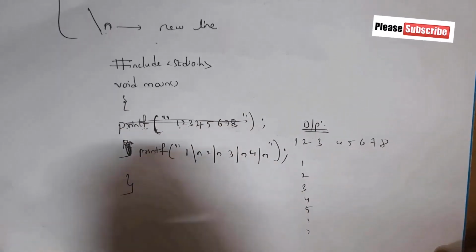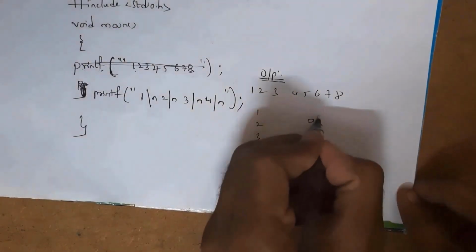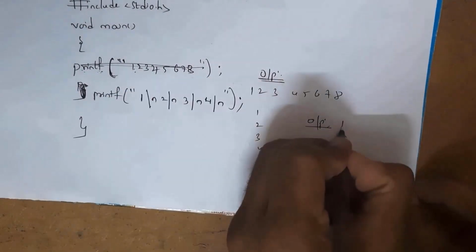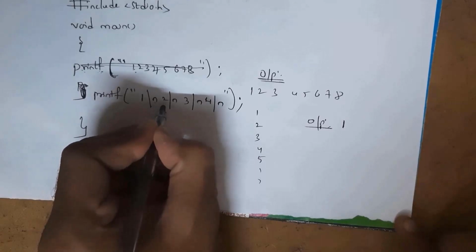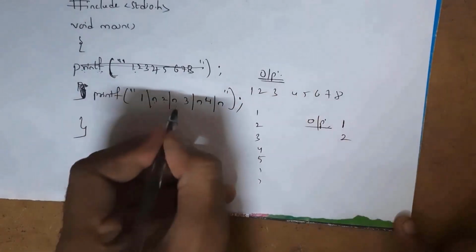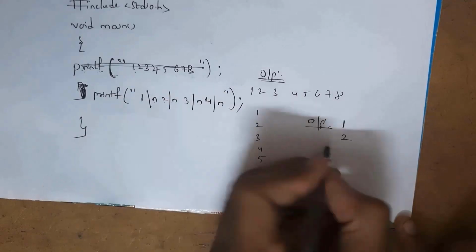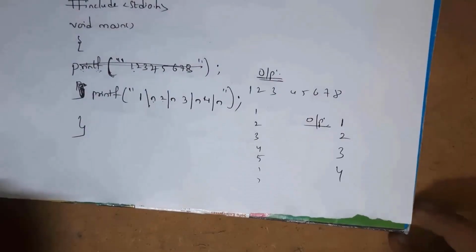Whenever you write like this, you will get the output 1, where \n stands for new line. So 2 will be printed on the next line. After the \n, 3 will be printed on the next line. After that 4. This is my output.